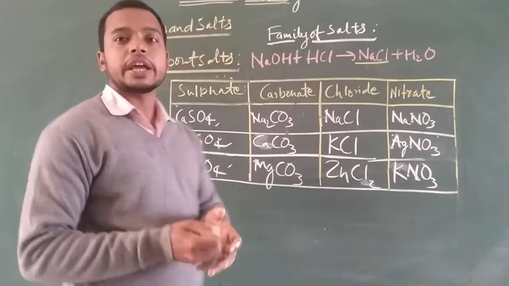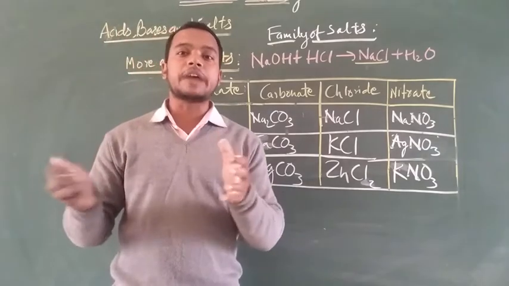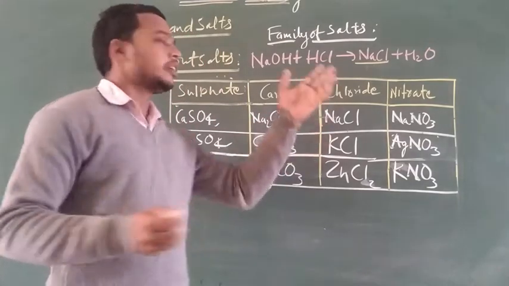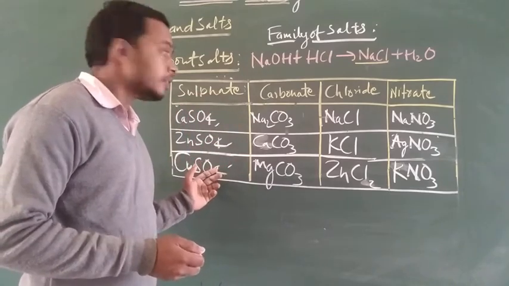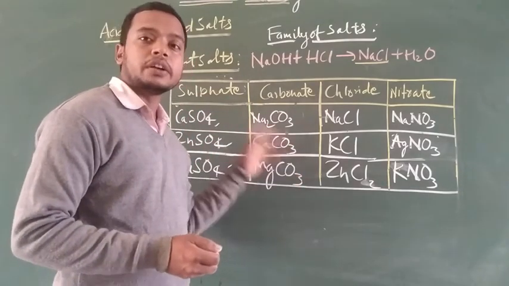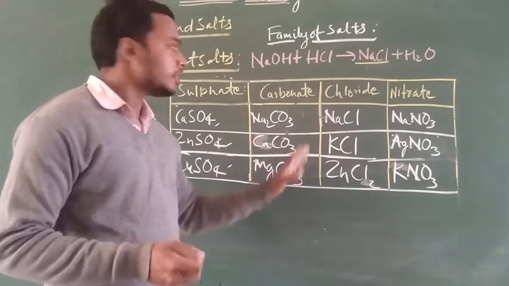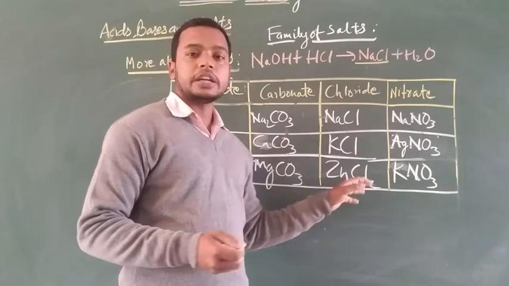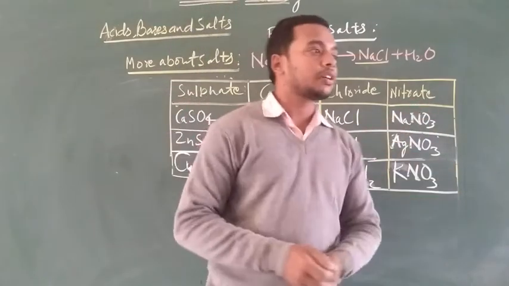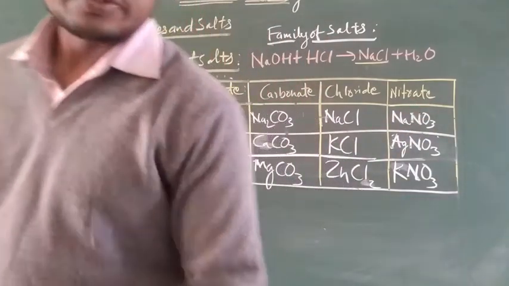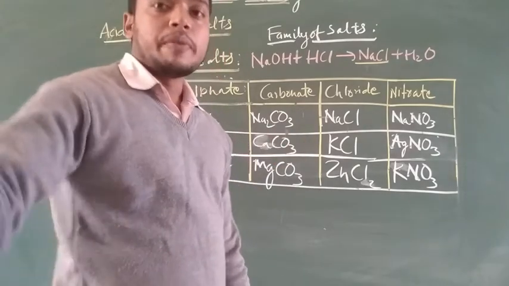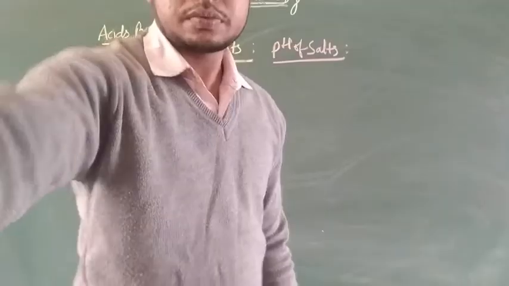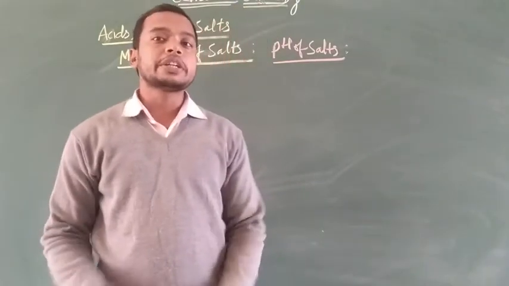So in this way, student, we categorize the different types of salt into different families. The sulfate family contains sulfate salts, the carbonate family contains carbonate salts, the chloride family contains chloride salts, and the nitrate family contains nitrate salts. This is our family of salts.